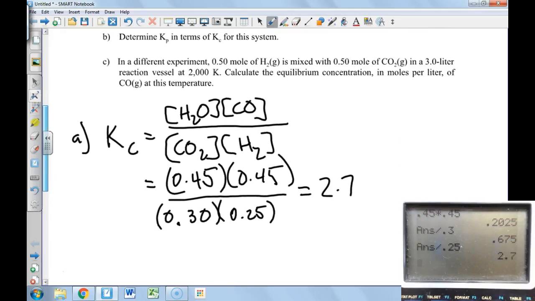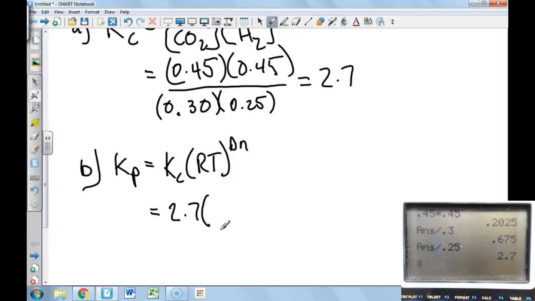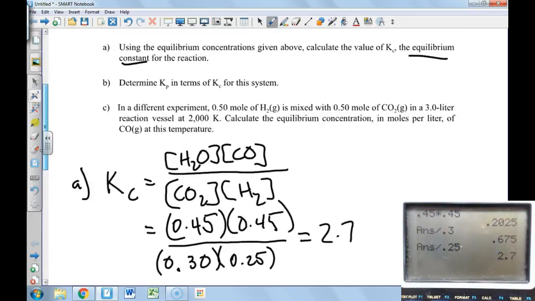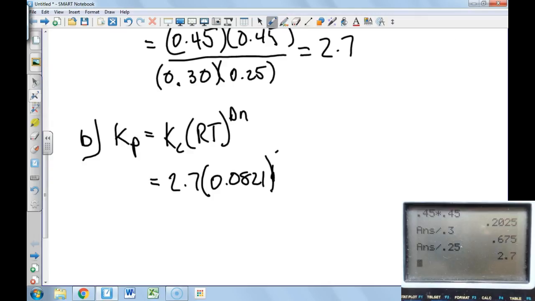Okay, so now for B, determine Kp in terms of Kc. So Kp equals Kc times RT to the delta n. Kp is what we're looking for, and Kc equals 2.7, and then R is 0.0821, times the temperature. Going up to find it, the temperature is 1500 Kelvin. So it's times 1500 Kelvin, and that's to the delta n.